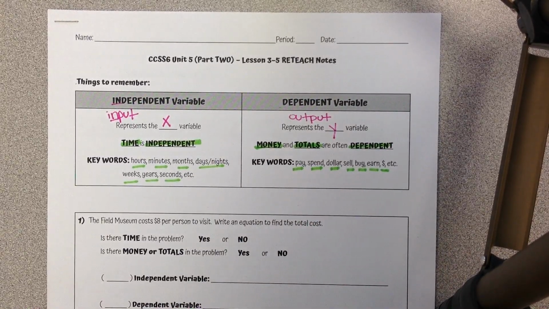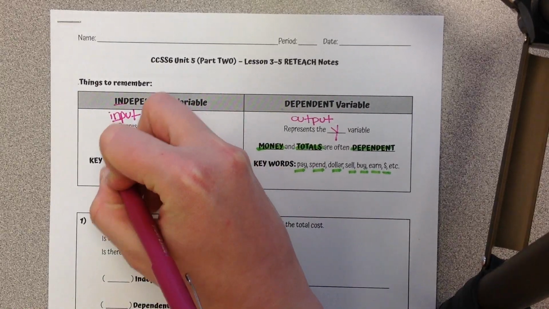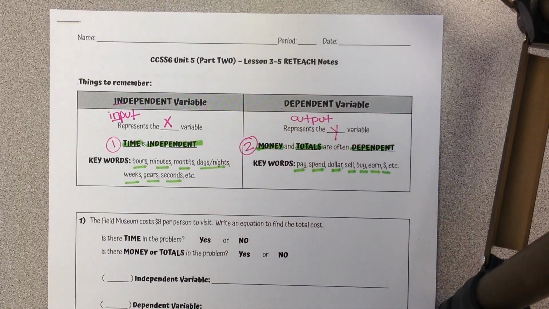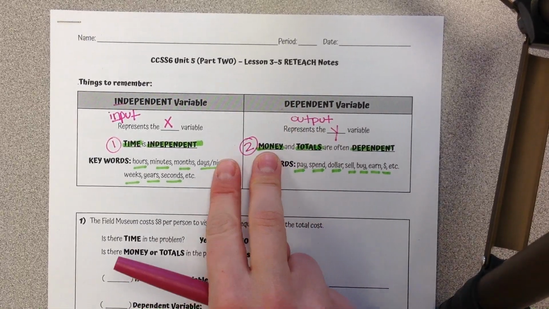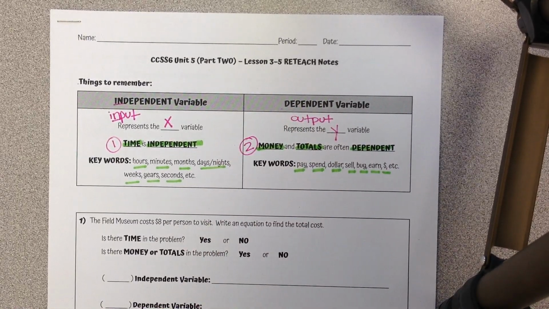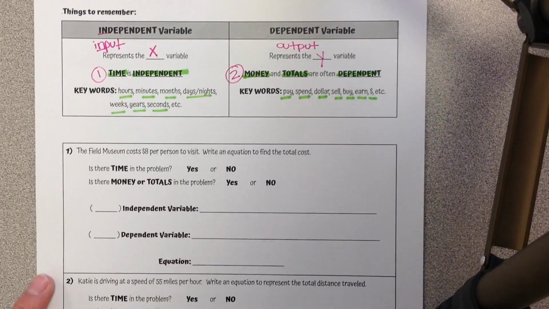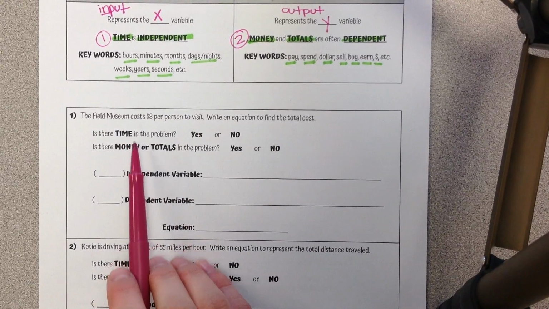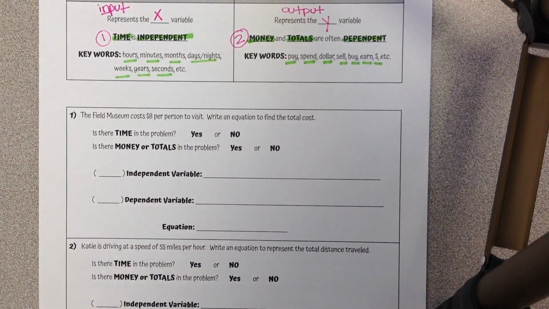So those are the first things you're asking yourself. 1, is there time in the problem? 2, is there money? Okay, so always refer back to this while you're working. Okay? So this looks a little bit different than your other notes because we're kind of forcing you to ask yourself these questions. Okay, so there's going to be some circling involved.